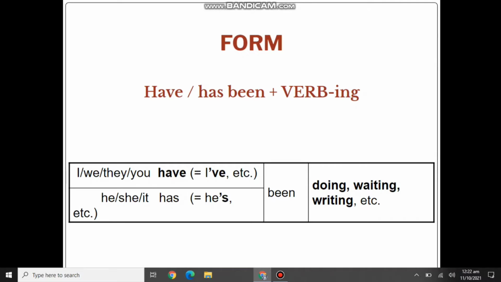Okay, so here we use I, we, they, you with have, and he, she, it with has. So here's a sentence: I have been doing. I have been, not I has been. I have been, we have been, they have been, you have been, he has been, she has been, it has been. So we are done with the form.